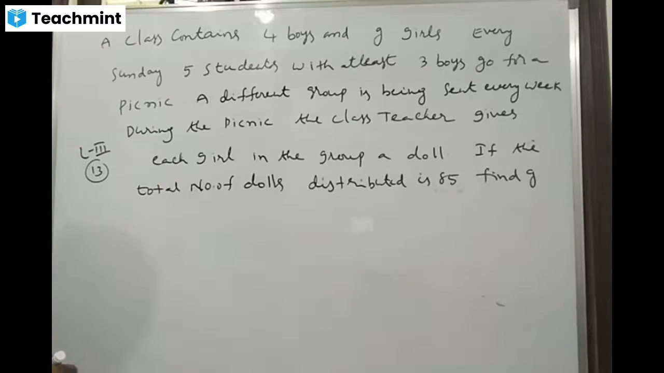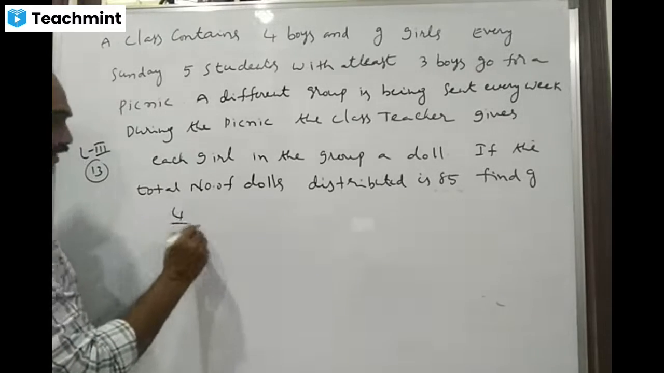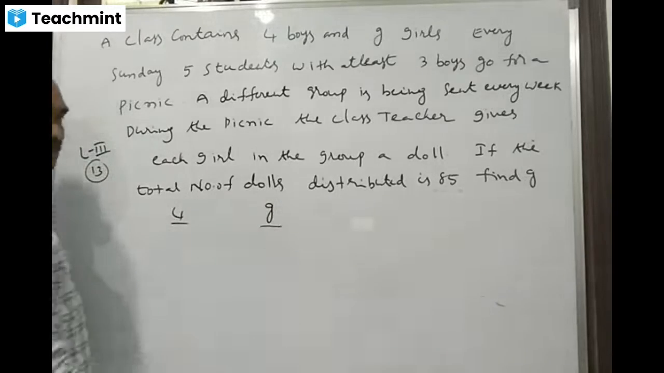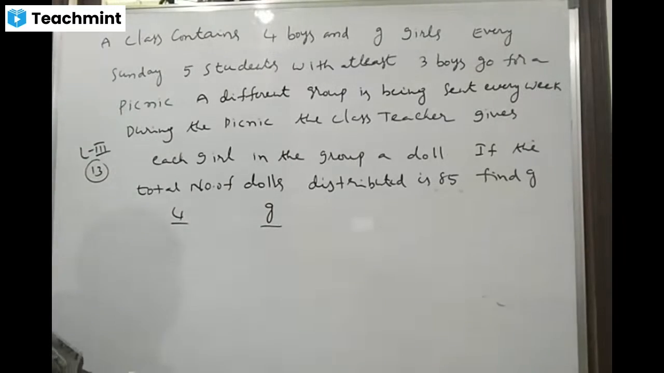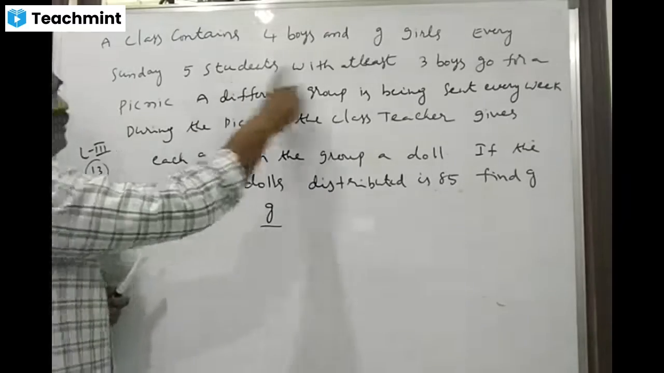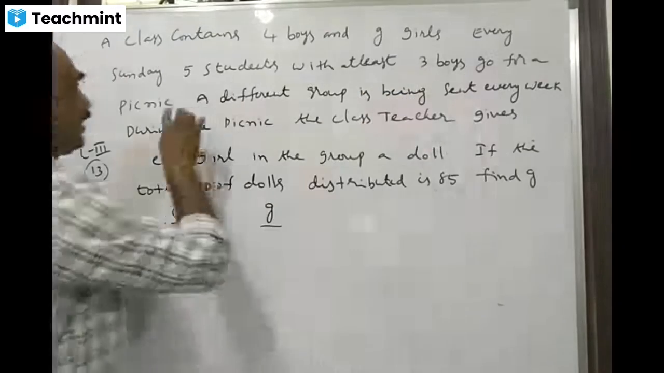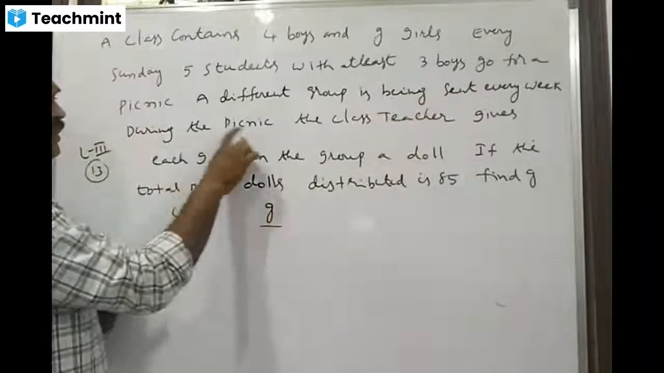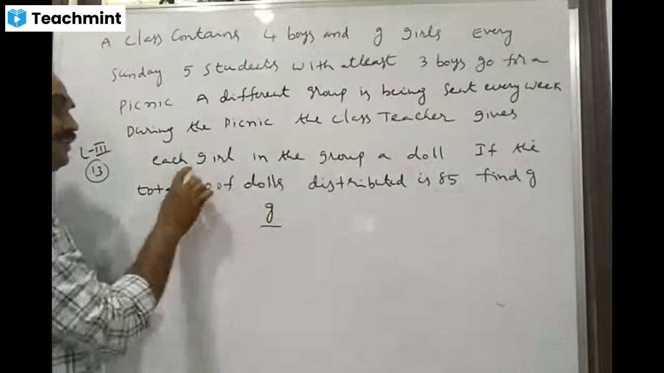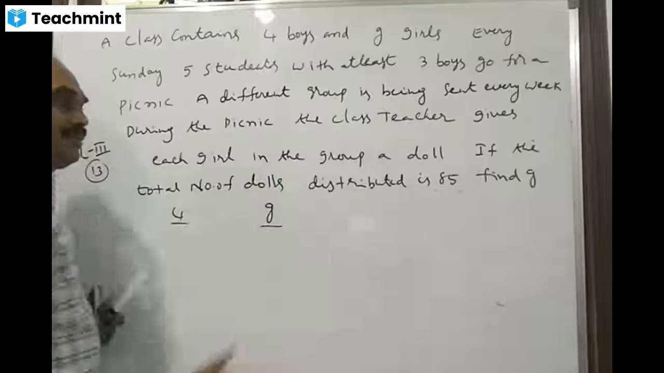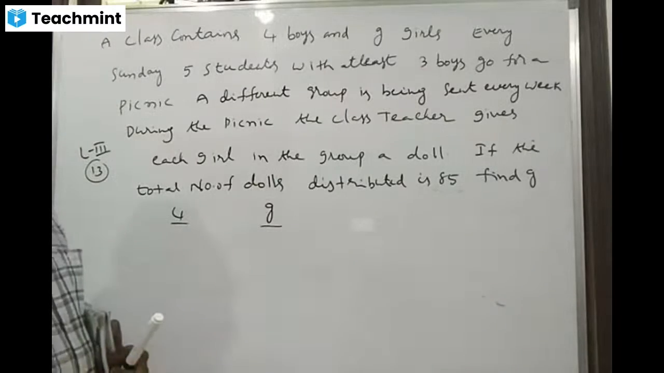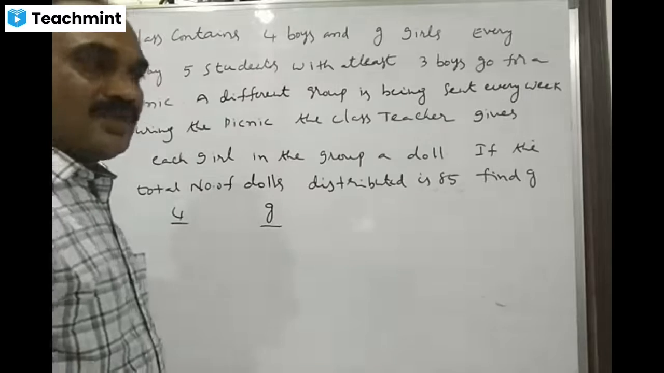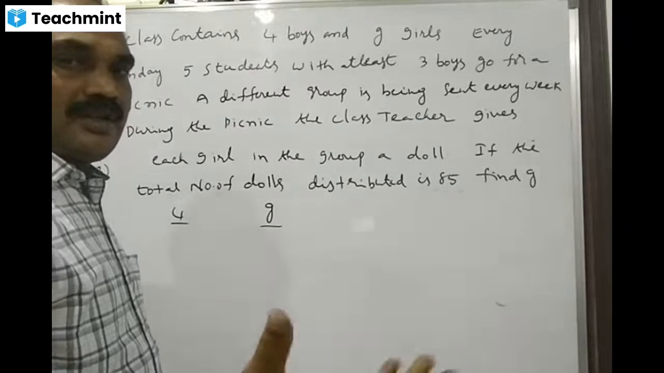So here a class contains 4 boys, G girls. Every Sunday, 5 students with at least 3 boys go for a picnic. A different group is being sent every week. During the picnic, the class teacher gives each girl in the group a doll. Suppose 2 girls take 2 dolls, suppose 3 girls take 3 dolls, suppose 5 girls take 5 dolls.